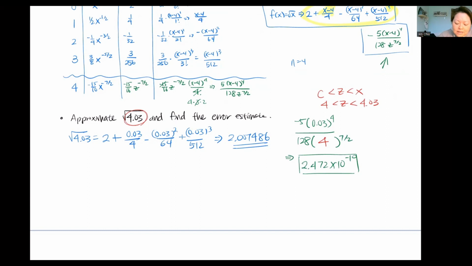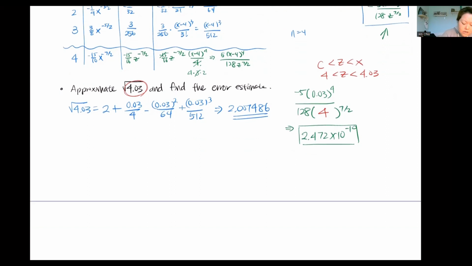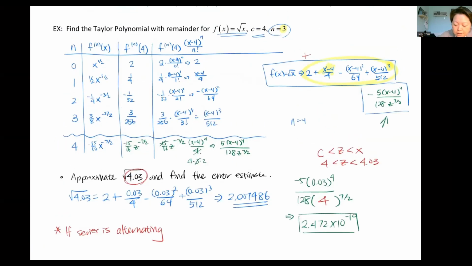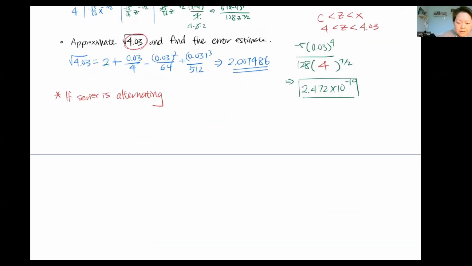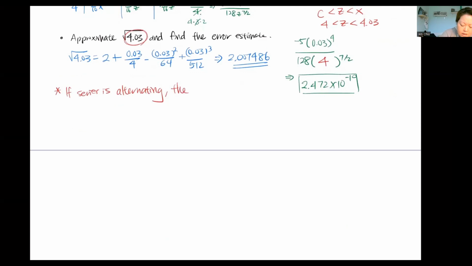All right. Last but not least is just an idea to remind you, so just write this down. If a series is alternating, but truly alternating, not like the one we have up here. This one's not truly alternating because you have positive, positive, negative, positive. You need it to be positive, negative, truly alternating, okay? Then the largest error is the next term, regardless of the values of z and x.